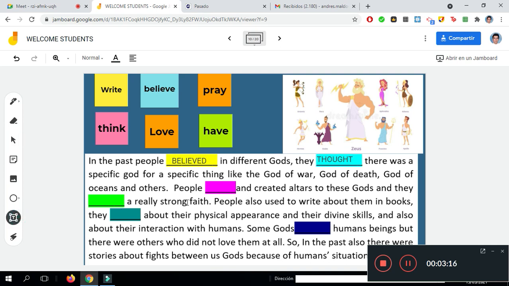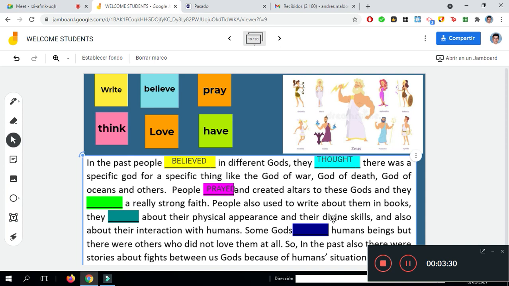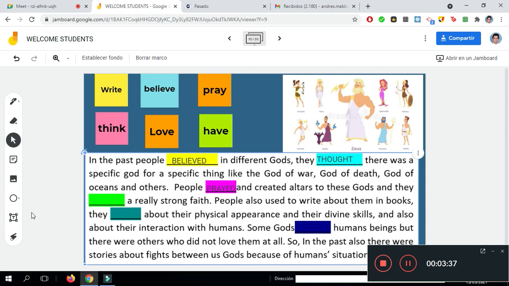People, in this case, the correct verb is the verb pray. That means orar, and pray is a regular verb, so it finishes in ed. People prayed and created altars to these gods, and they, in this case, the correct answer is they had. Had is the past tense, it is an irregular verb, the past tense of the verb have. They had a really strong faith.